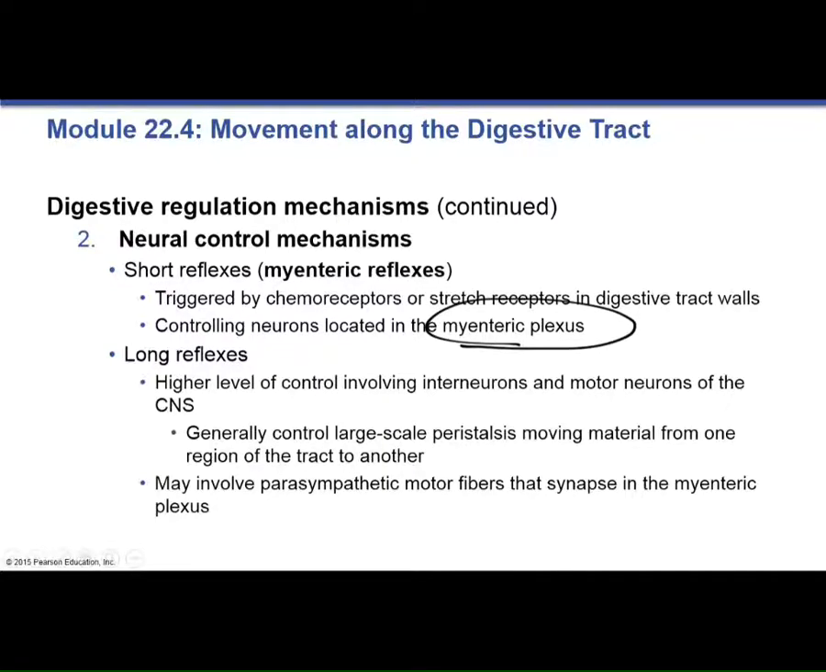Now, there are also longer reflexes. These are higher level control. These are going to be more involved with the central nervous system, and this is going to be pushing a larger scale peristalsis and pushing larger molecules through. Now, remember that rest and digest is not exclusively, but is largely a parasympathetic thing. So if you're in the rest and digest mode and that is the driving force, then there'll be more activity going to the muscles of the digestive system, and that would be a nervous system control.